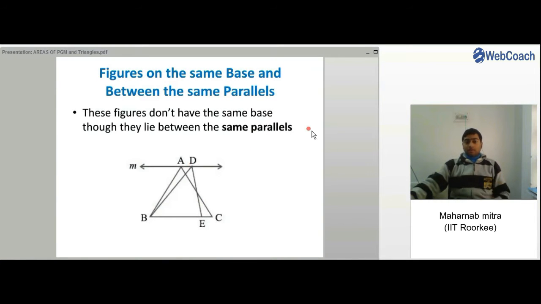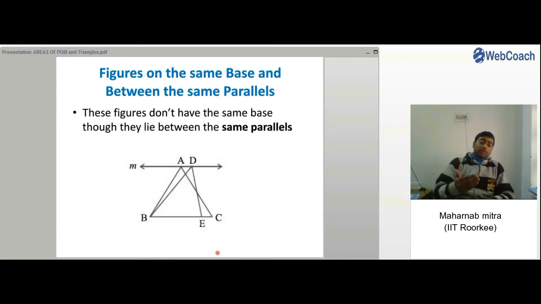Now there are also figures which do not have the same base but may have the same height, or they might lie between the same parallels. You can see the triangle ABC and triangle BDE. These two triangles have different bases BC and BE, but both of them lie between the same parallel lines, or they have the same height, right? So you can see what we actually mean by figures on the same base and between the same parallels.